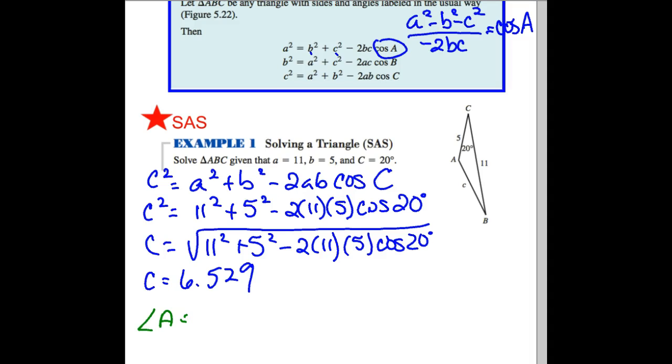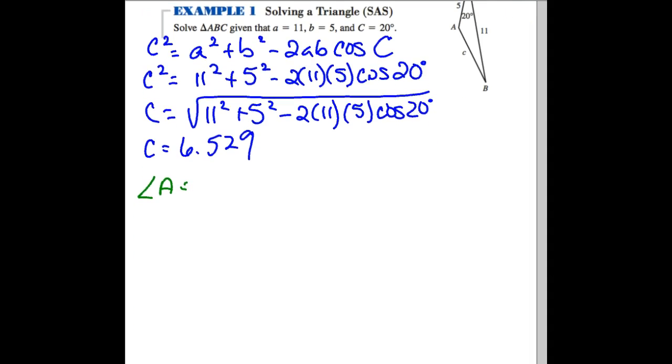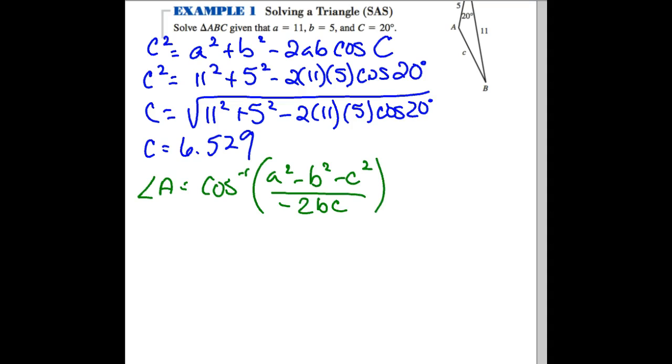Okay. What do we do to undo cosine? Okay, so angle A is going to be the inverse cosine of that whole mess that we just wrote down. A squared minus B squared minus C squared divided by negative 2BC. Questions on how I got that formula?